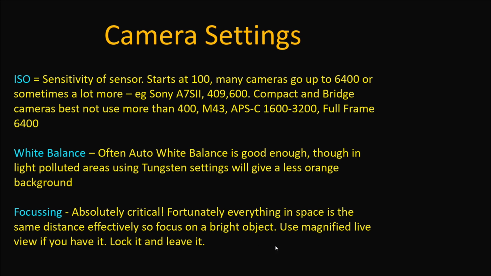And that does mean that what you can do is you can focus up on a bright object and then go and take a picture of a dim one, and it will be in focus still. Magnified live view is great there, and I say lock it and leave it. If you really want to, you can often autofocus on bright stars or the moon, and then just switch it to manual and leave it there, because you'll have done it right. But through a telescope, you don't have autofocus anyway, so you use magnified live view and manual for that.